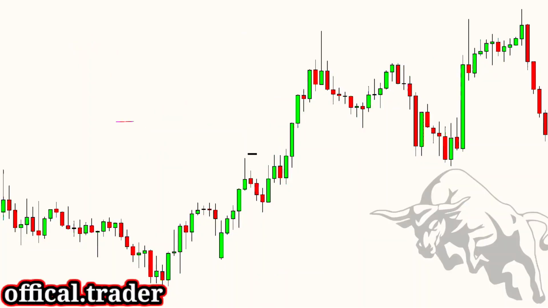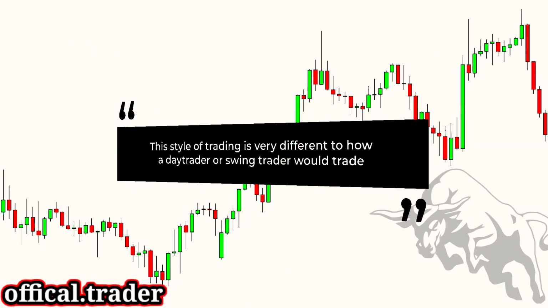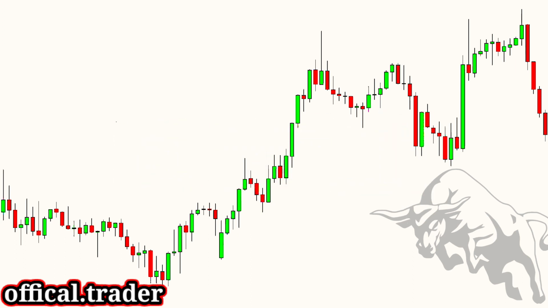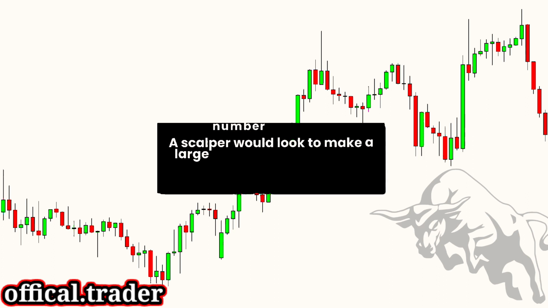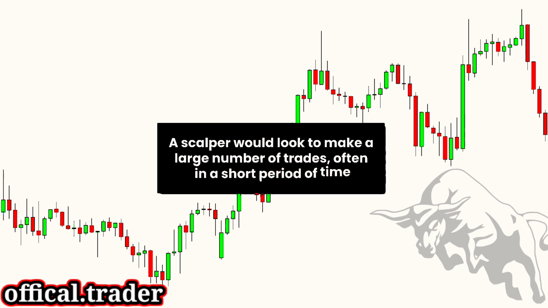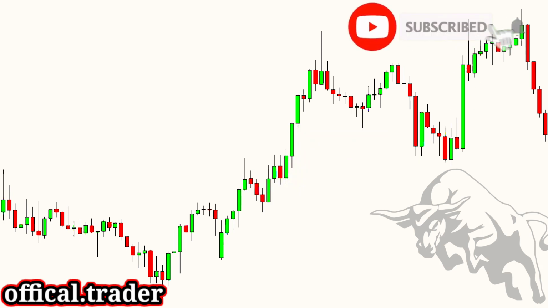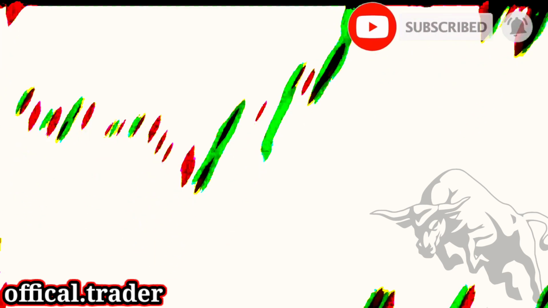This style of trading is very different to how a day trader or swing trader would trade, as they will tend to take less trades and hold on to them for a greater amount of time. A scalper, on the other hand, would look to make a large number of trades, often in a short period of time, and take advantage of the small movements and fluctuations of price that happen throughout the trading day.